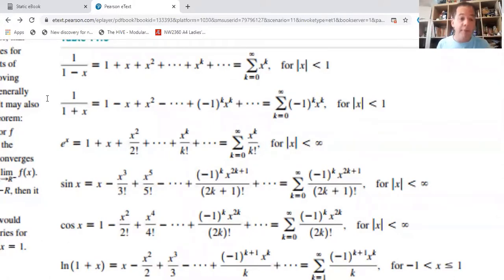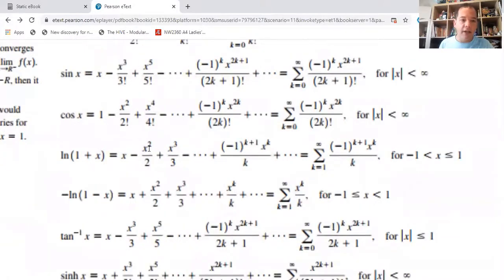Then we have what happens when instead of negative x, we put positive x, right? And we know that that's easy. You just make it with y, and we set y negative x. And when you do that, you get this alternating one, which also works when absolute value of x is less than 1.